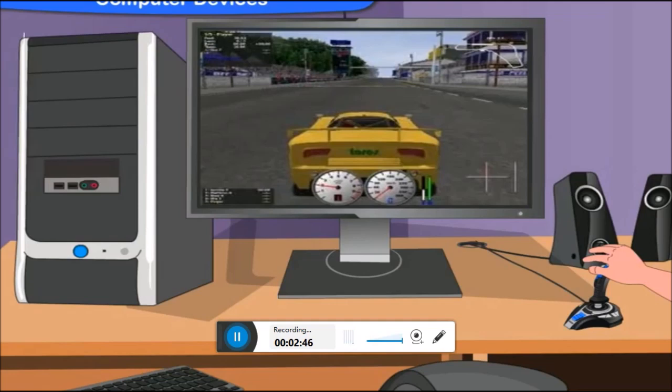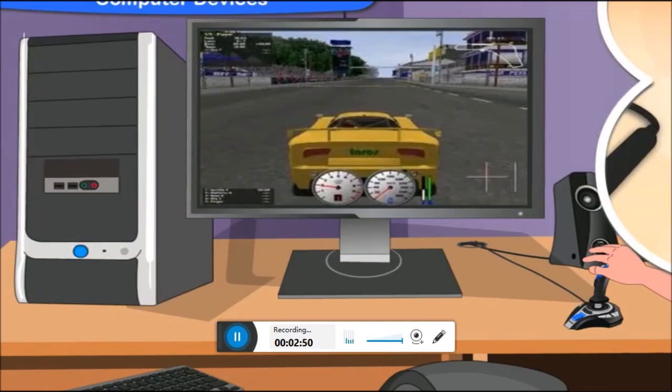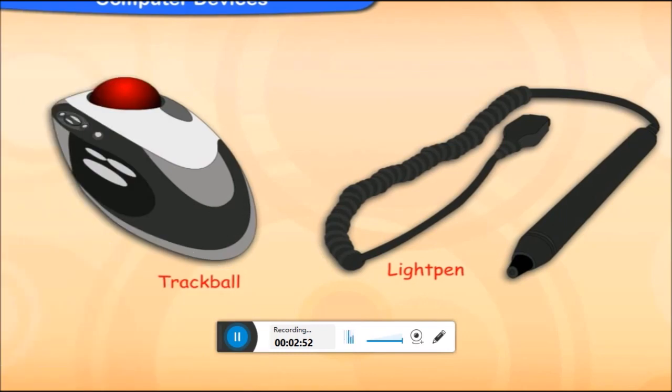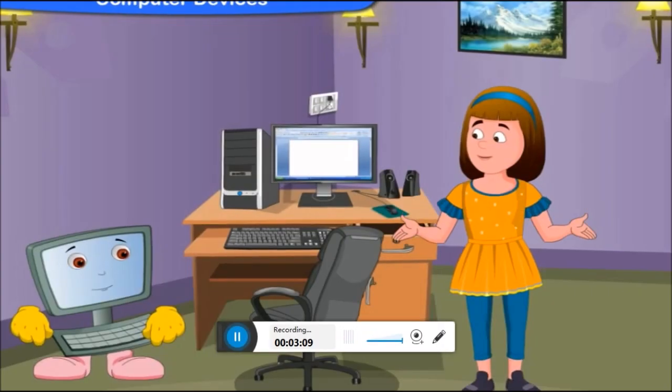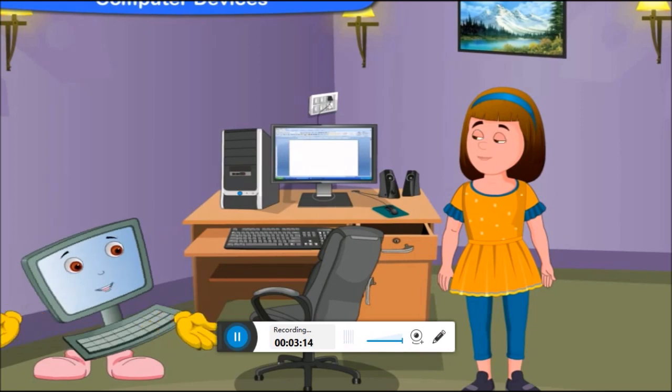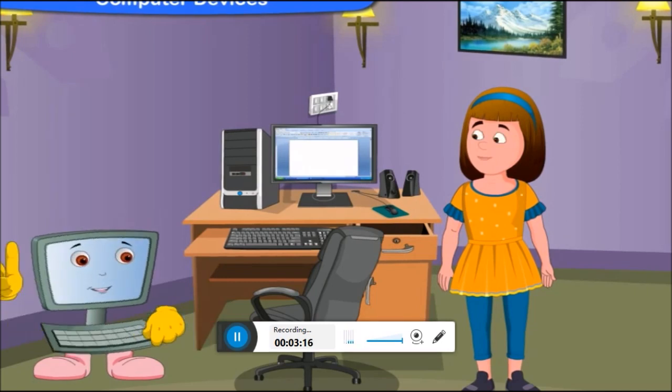Are there any other input devices besides these 3? Yes, trackballs and light pens that are used with computers are also input devices. You should also keep in mind that input devices other than the keyboard are sometimes called alternate input devices. Is the monitor also an input device? No, Rini, the monitor is an output device.